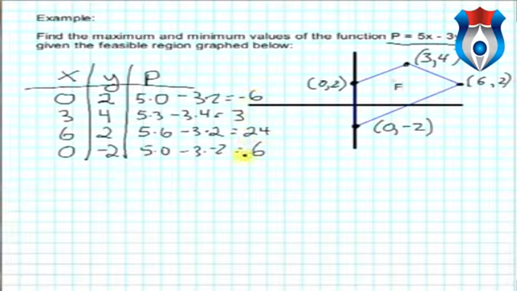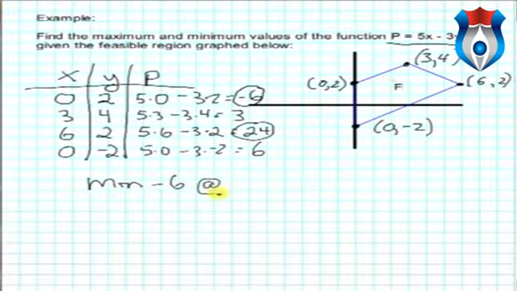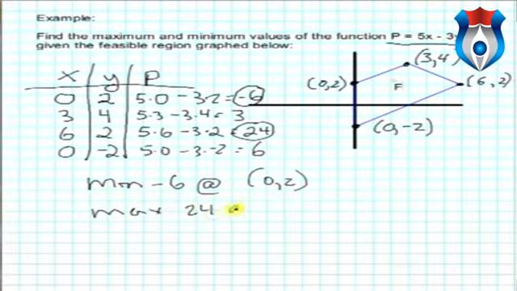Now we can compare our p-values and find the max and min. Here we see we have a minimum and a maximum. So for our function, the minimum is -6 at the point (0, 2), and the maximum is 24 at (6, 2).